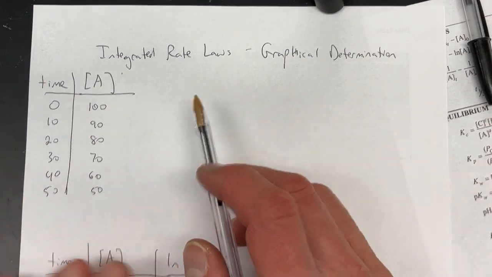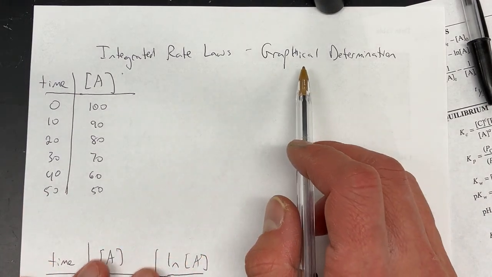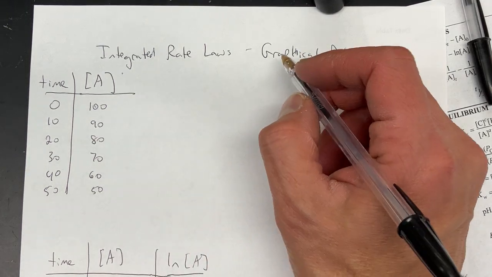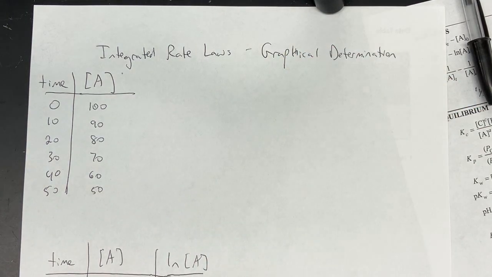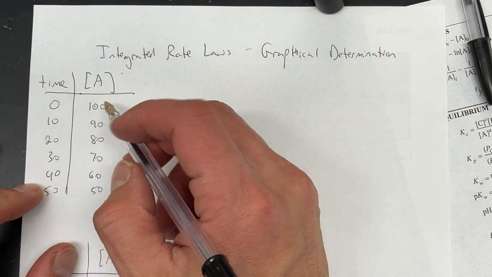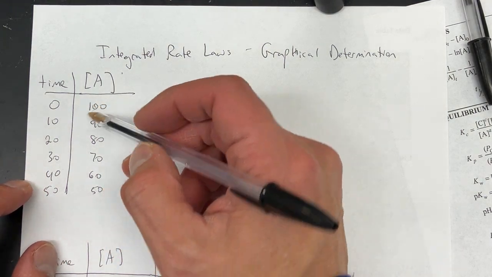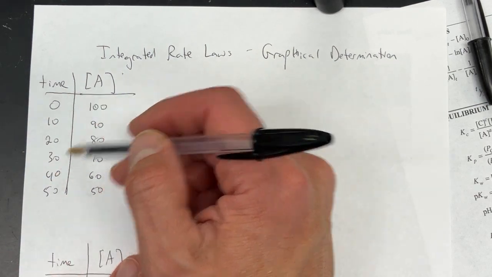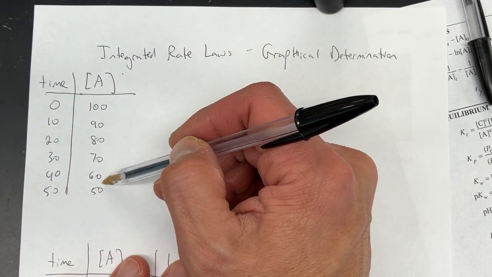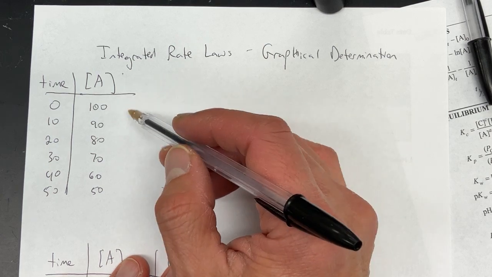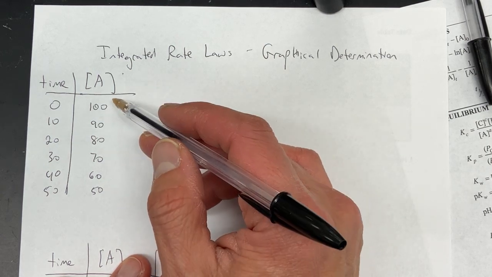This video is going to look at integrated rate laws and using graphical determination to figure out if it's zero order, first order, or second order. So I'm going to start off with data here. And a lot of times you might see the data like this, where you have time and you have concentration, and you're looking to see, is this zero order, first order, second order?